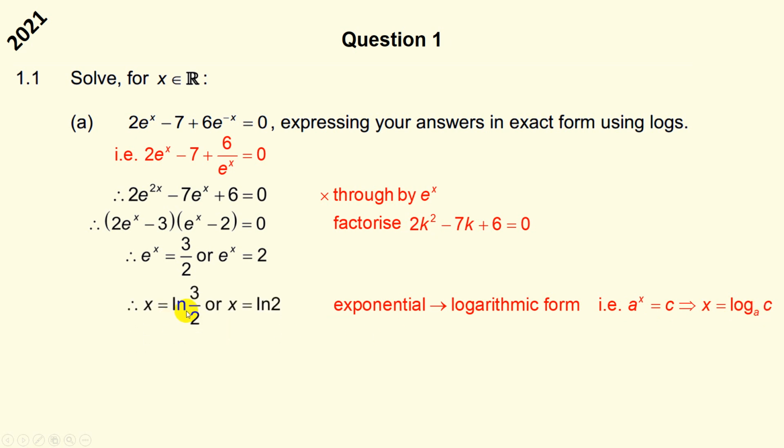And here we have it. x equals log of 3 over 2 to base e. ln just means log to base e. Or x equals log of 2 to base e. It says exact form, so we're not going to go any further, because if we now evaluate this using a calculator, we're going to get an approximation no matter how many decimal places we use. So the intention is for you to leave this as logs.